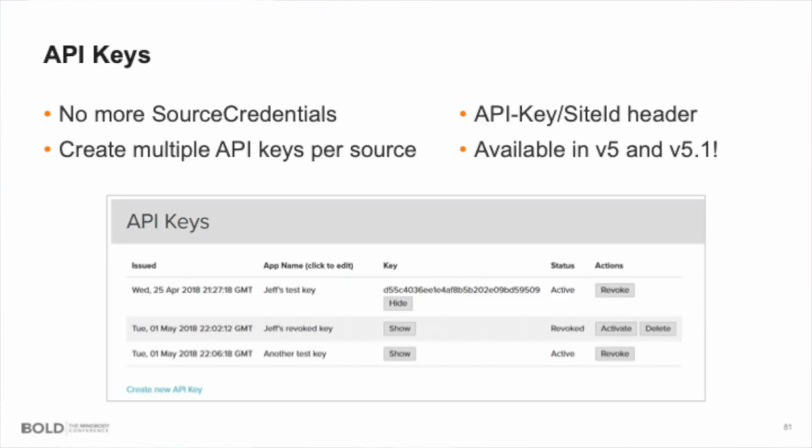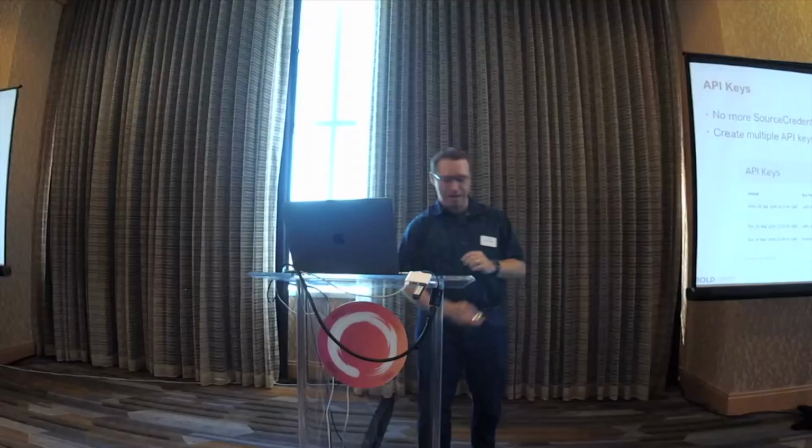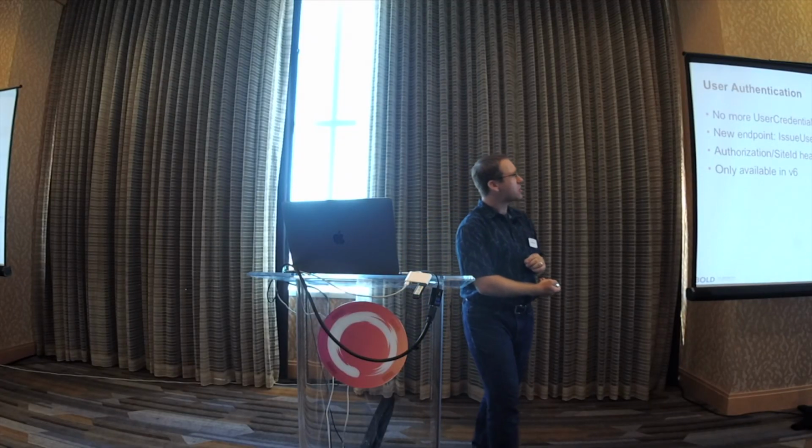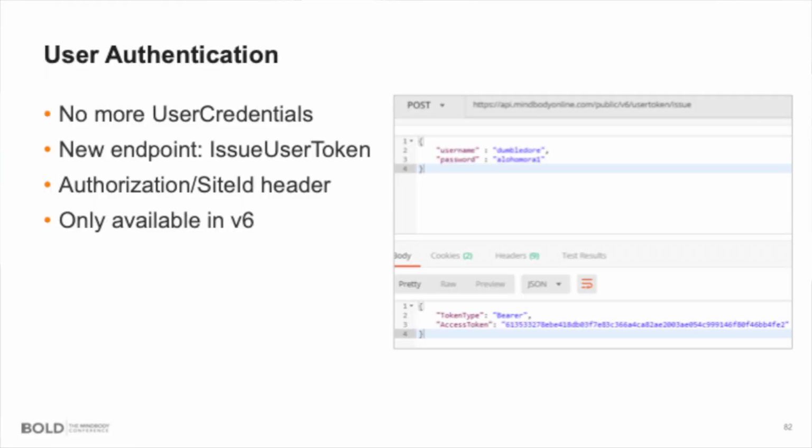So exciting stuff. All right, let's move on. What else can we do with this API? How about user authentication? So user credentials we send in similar to source credentials, right? We've got our username and password and site IDs. It's not the greatest way, I know, and it's also not the most secure way.